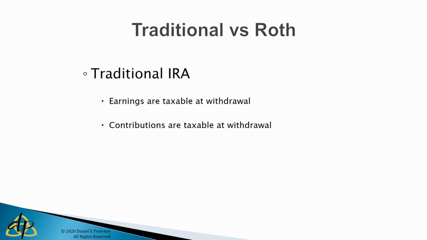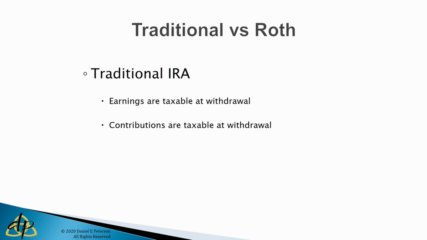So imagine a situation where we put $2,000 into the traditional IRA 1 year, and years down the road, when we pull that money out, we pull $3,000 out of the account because it's grown with earnings. The $3,000 that we pull out of that account will be taxable in the year we withdraw it.